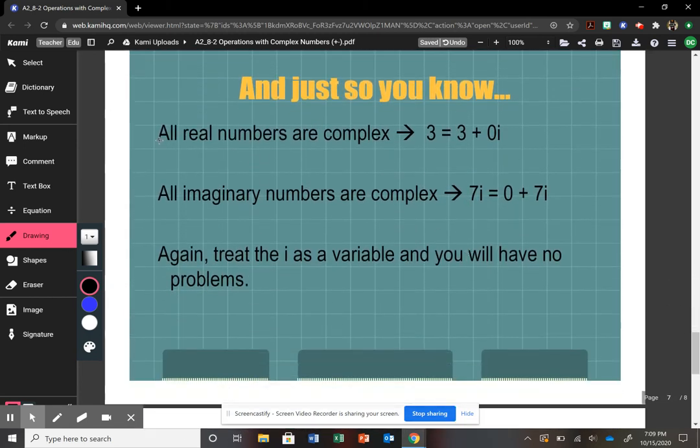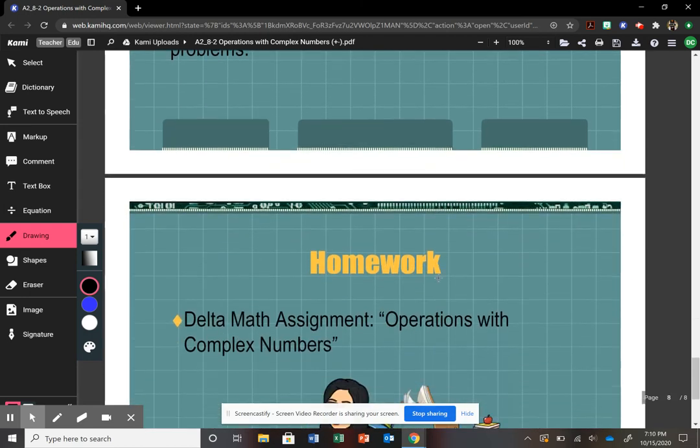Just so you know, all real numbers are complex. So 3 can be written as 3 plus 0i. And all imaginary numbers are complex. So here I have the imaginary number 7i, and I could write it in complex form, 0 plus 7i. Again, treat the i as a variable. You will have no problems, okay? So just make sure you treat it like a variable and you're just combining like terms.